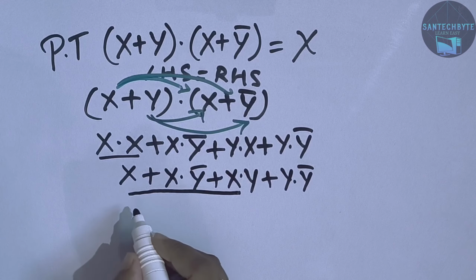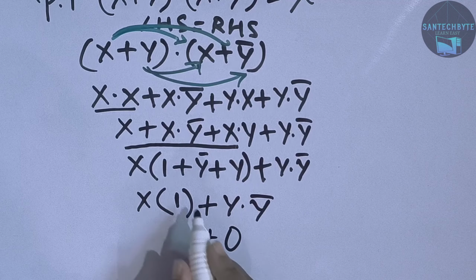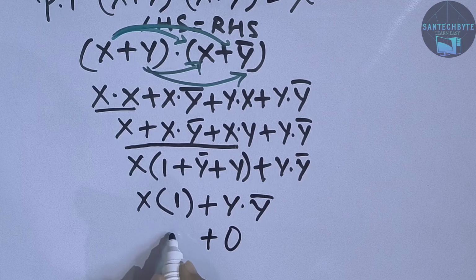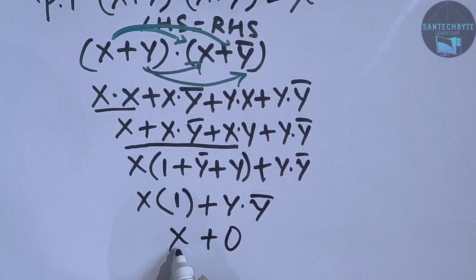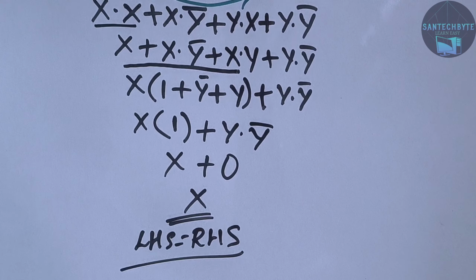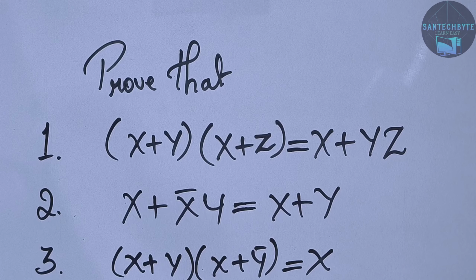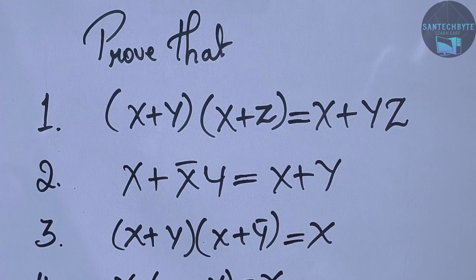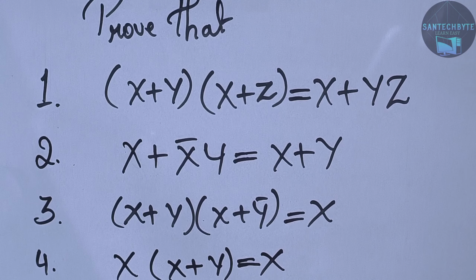We have a law which states that X and X complement is equal to 0. So apply that over here. Y and Y complement is equal to 0. So here X and 1 is equal to X. Therefore X or 0, it is X. Therefore LHS is equal to RHS. Proved.